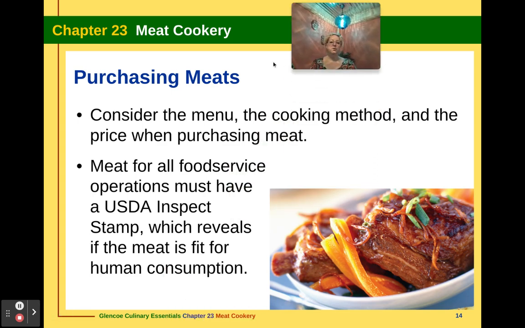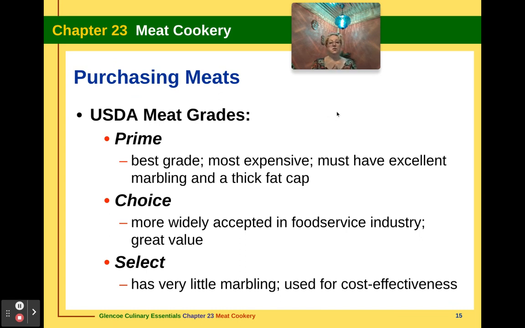So when you purchase meat, you want to think about the menu, the cooking method, and the price. And we're going to work through other videos on that. The meat is always inspected by the USDA. So if you have a food service operation, you cannot slaughter your own meat that has not been deemed safe and acceptable and serve that by law. And so they do get a stamp, and this reveals that it is fit for human consumption and it is also graded. So when you go to the grocery store or restaurants, sometimes you will see a particular grade that is given to meat.